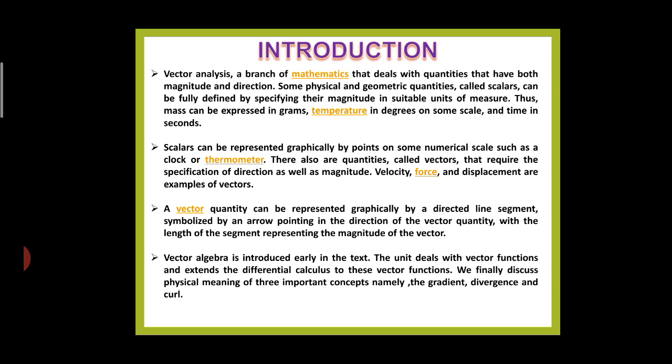A vector quantity can be represented graphically by a directed line segment symbolized by an arrow pointing in the direction of the vector quantity, with the length of the segment representing the magnitude of the vector.